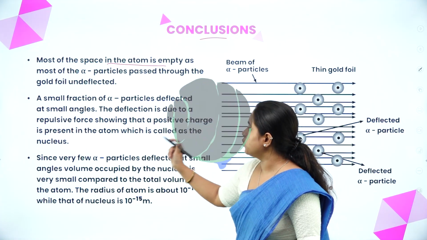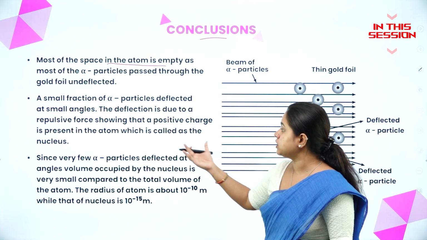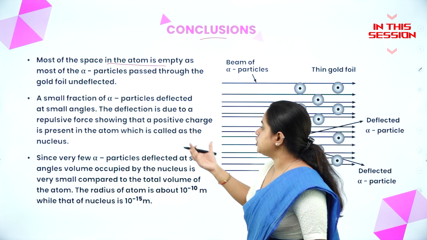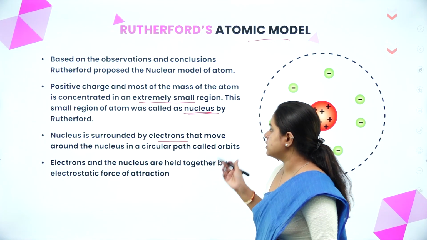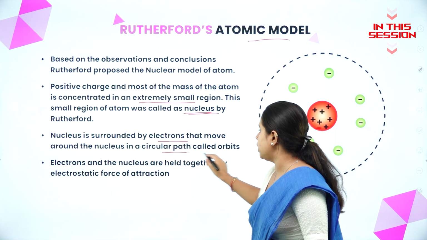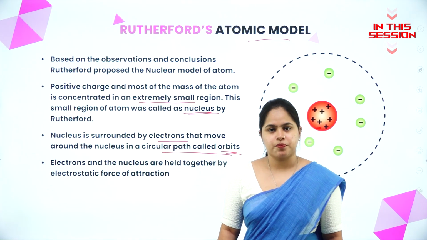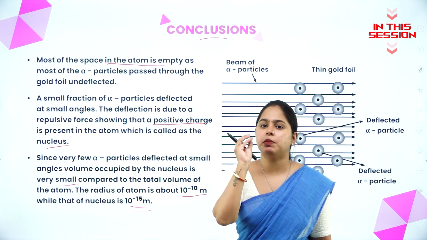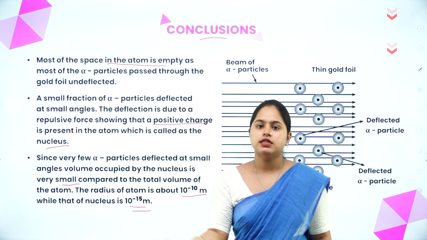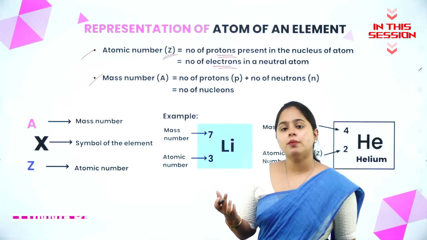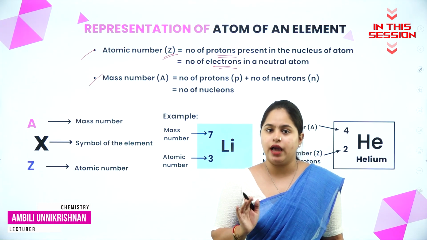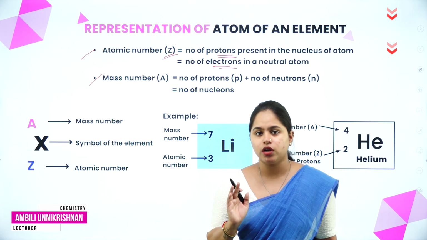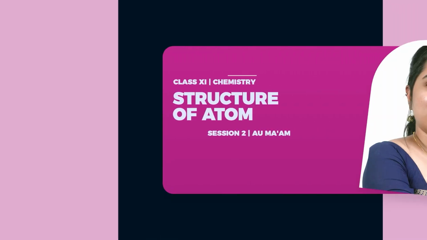So the deflection is due to a repulsive force, showing that a positive charge is present in the atom, which is called the nucleus. The nucleus is surrounded by electrons that move around the nucleus in a circular path called orbits. The volume occupied by the nucleus will be very, very small compared to the size of the atom. So atomic number is equal to the number of protons, and in an electrically neutral atom, it will also be equal to the number of electrons.